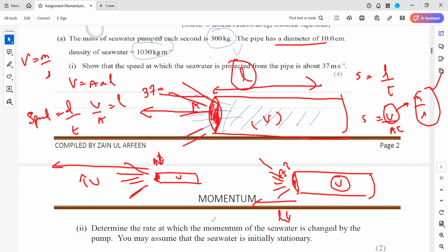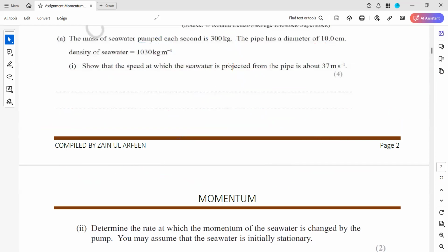Yes, Saud, any doubt? Any question or doubt in this? Okay.